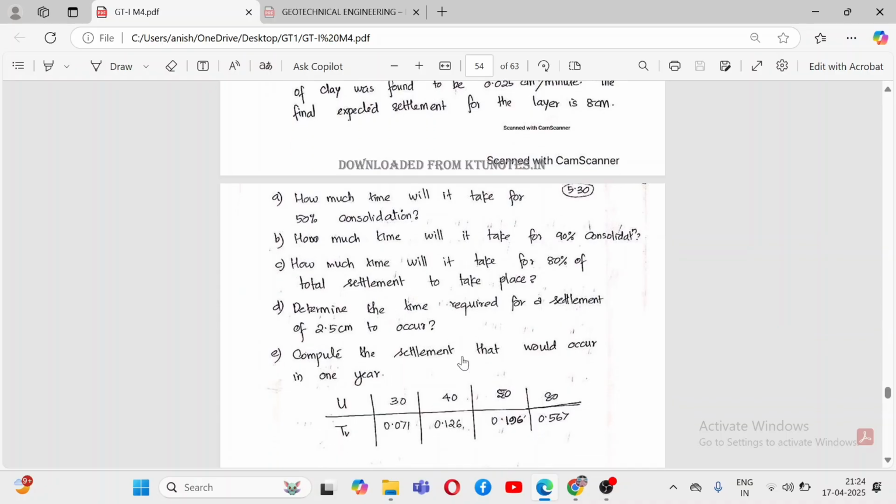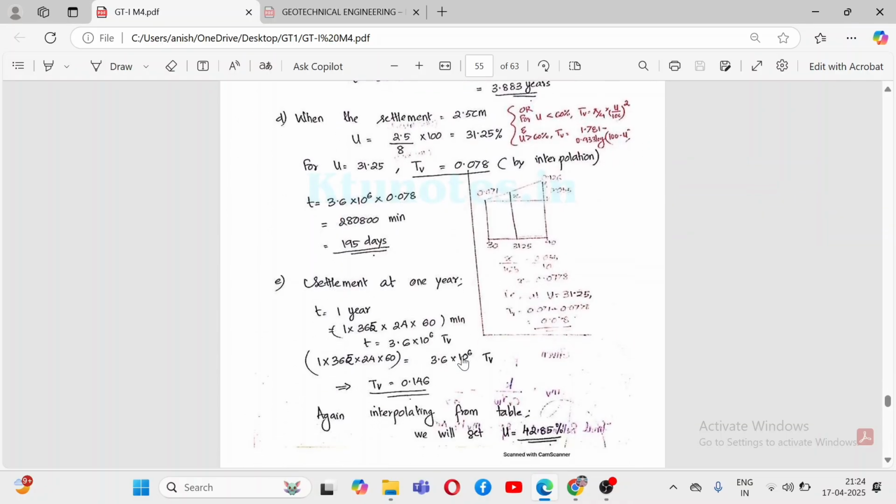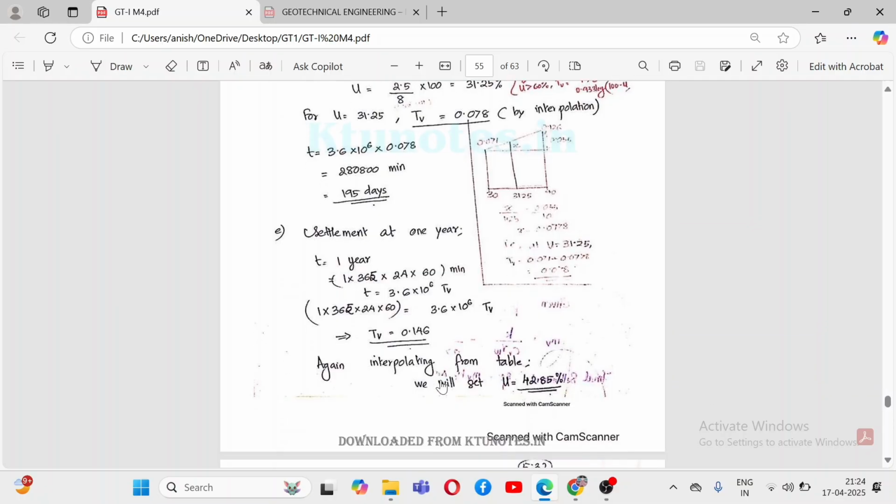Next, E: compute the settlement that would occur in 1 year. So t is 1 year. You take 1 into 365 into 24 into 60 minutes. What is small t? t equals 3.6 into 10 power 6 TV. So you substitute this value, 1 into 365 into 24 into 60, for 1 year. So TV is equal to this value divided by 3.6 into 10 power 6. You get TV as 0.146.